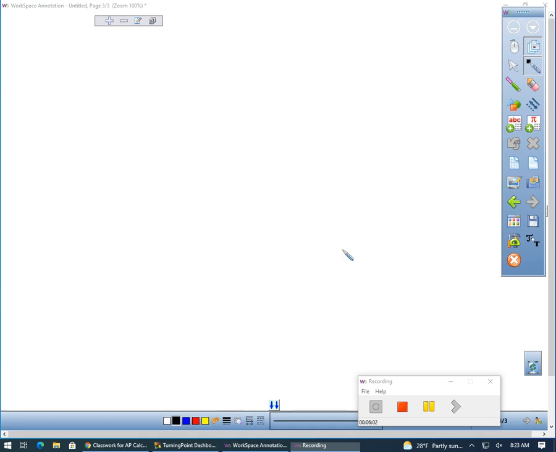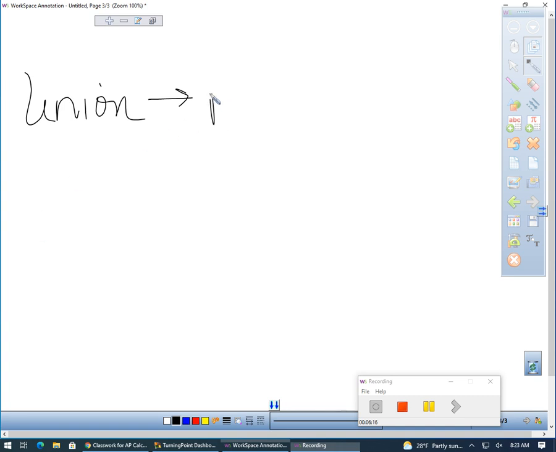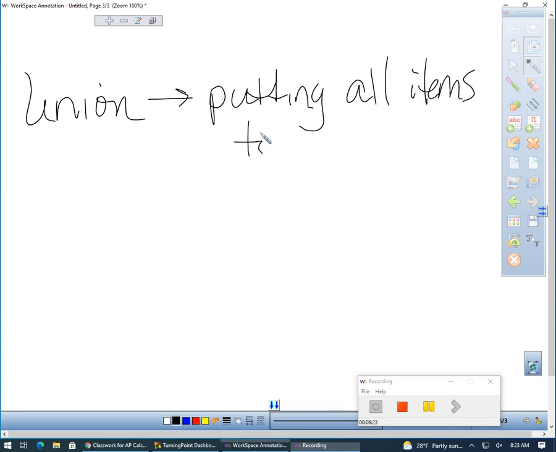All right. So we have 2 more vocabulary words that we need to discuss. One of them is the word union. Union means that we're putting all items together. And the notation for union, how did we put 2 sets from an OR problem together? A U. What do you think union is? A U. Just like that.